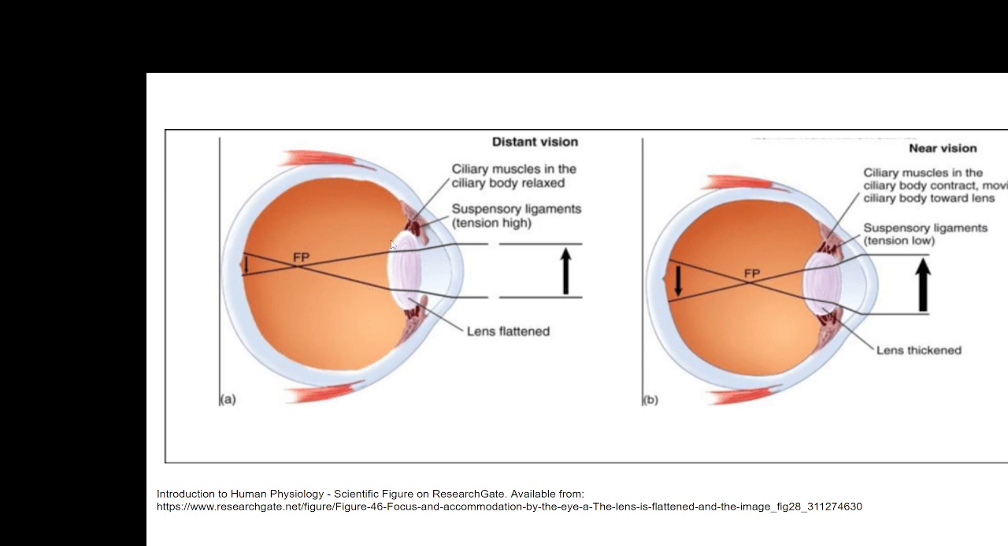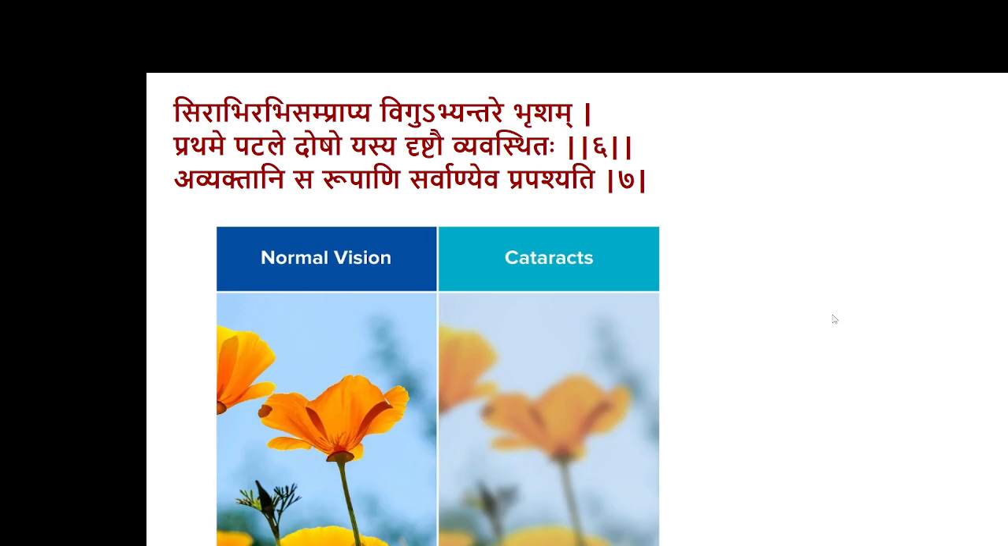At the same time, the intensity of the light which enters depends upon the transparency of the lens as well as the pupillary size. The pupils may either constrict or dilate to allow the light to pass through. Now, among the diseases of the lens, the most important is the cataract or timira. Sirabhir abhisamprapya viguna abhyantare pravisham prathame patale doshah yasya drishtau vyavasthitah avyaktani cha rupani sarvani api avapashyati. Now, the stages of that cataract or timira are mentioned in the form of the different patalas: prathama patala, dvitiya patala, tritiya patala, as such the level of involvement.